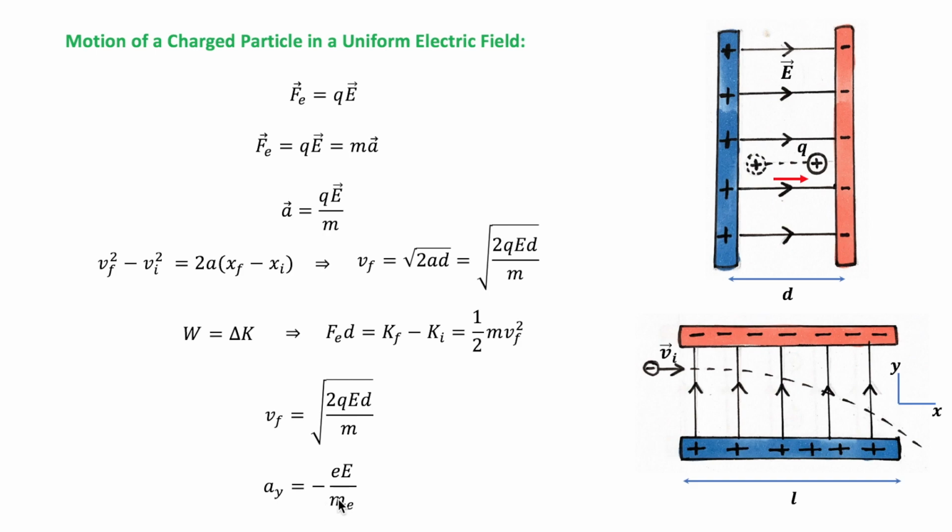You can see that you can use the kinematic equations just like the ones used for projectile motion under gravity to find, for example, the time it takes the electron to leave the field or the vertical distance it has traveled. After traveling a horizontal distance of L, you can find the vertical distance it has traveled from its initial y position.